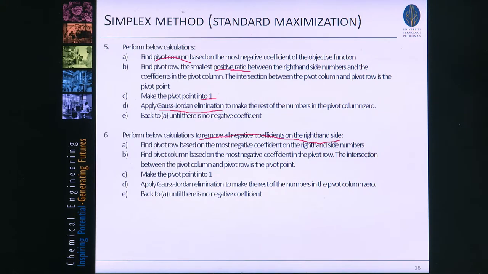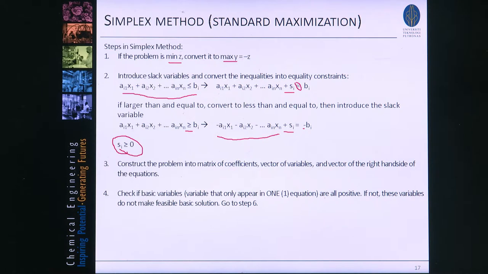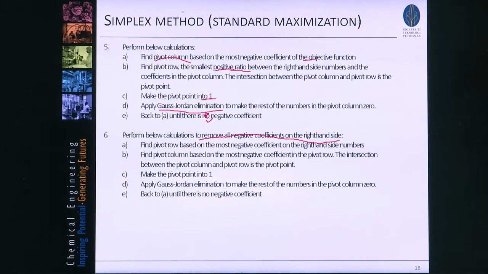And then back to A, if there are still negative coefficients in the objective function, we have to remove them. If some of the basic variables are not positive, then we have to find the pivot row first instead of the pivot column, as in step number five. So in step number six, we find the pivot row based on the most negative coefficient on the right-hand side numbers, and then find the pivot column based on the most negative coefficient in the pivot row. The intersection between them is the pivot point. Make that pivot point 1, apply Gauss-Jordan elimination, and then back to A until there are no negative coefficients.